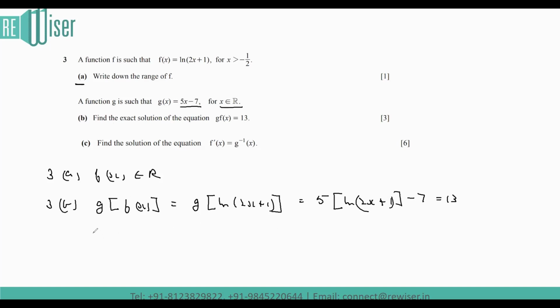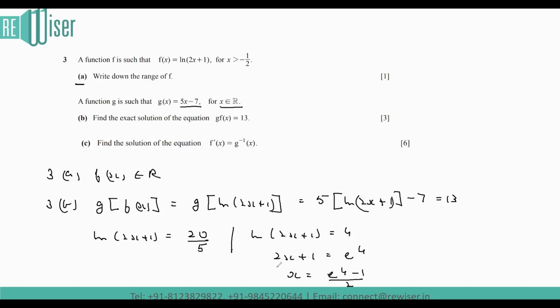If I'm solving this equation, I'll get ln(2x + 1) equals 20 divided by 5. So we got ln(2x + 1) as 4. So we got 2x + 1 as e to the power 4, and the value of x that we got is (e to the power 4 minus 1) by 2. So that's the solution of this particular question.